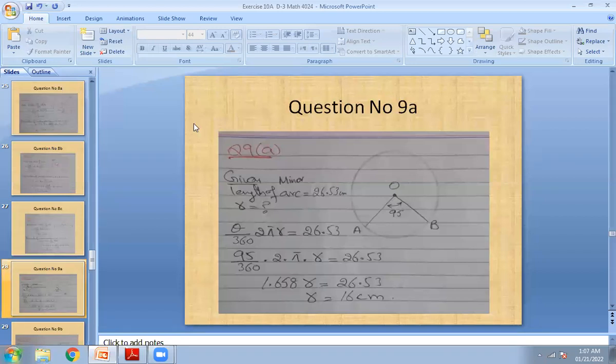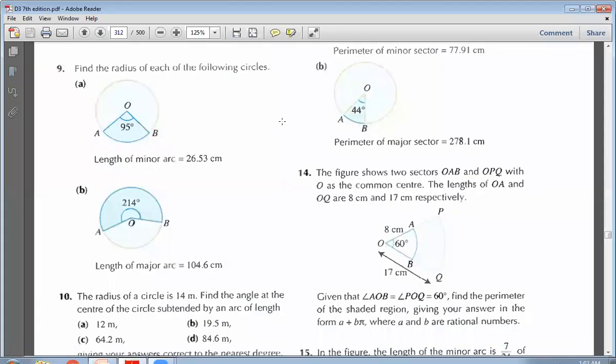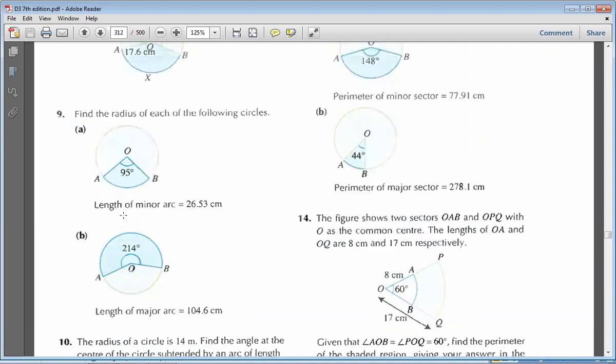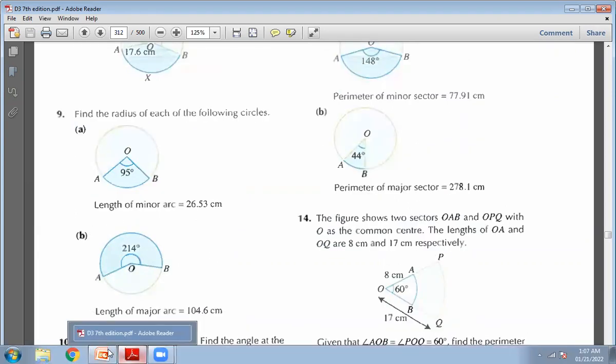So that is question number 9, part A. Question number 9 and its B part is: find the radius when the length of the major arc is 104.6 centimeter. Looking at the question here, this is the angle subtended by the major arc, and that is 214 degrees. We know that the major arc's length is 104.6 centimeter, and very easily we can find the radius. Okay, so let me show you my work.